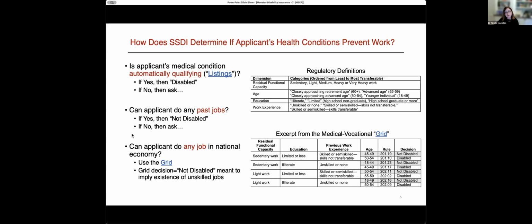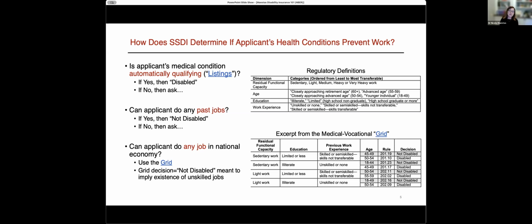You're not disabled. But if the answer is no, then they go on to this last step, sometimes called step 5, which says, can the applicant do any job in the national economy? That's the concept that's being used here. And it doesn't matter if that job is in your local labor market or not. It's a broad conception of jobs that exist in reasonably prevalent numbers in the national economy.